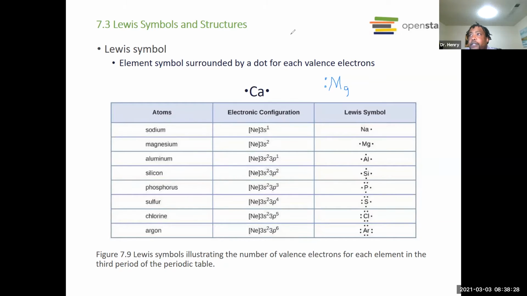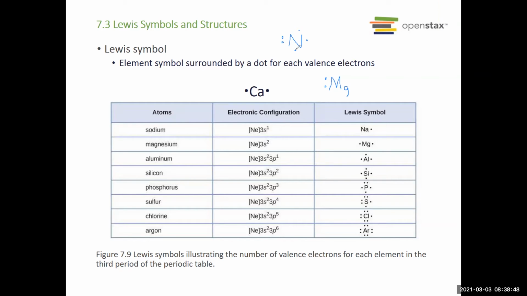Where if we have nitrogen, it's five, right? So I have two, that represents the S shell, and then I have one in each of its individual orbitals. But I do that for me. It's not necessary. It's just to help me remember. Okay, cool.